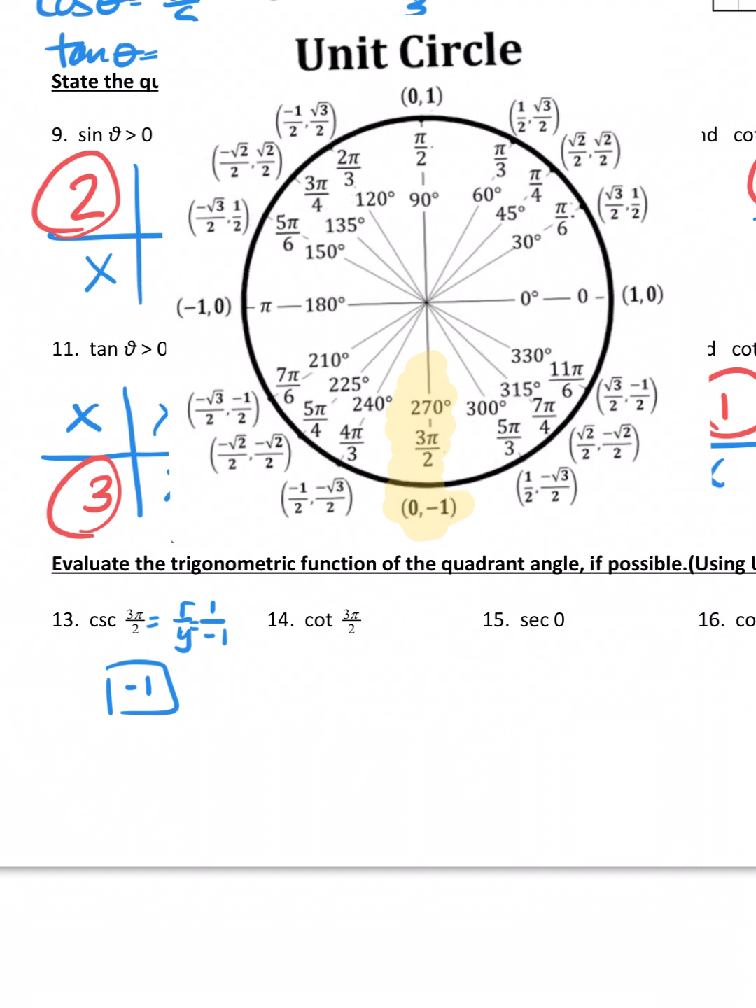Cotangent, number 14, is x over y. All right, so let's look at 3 pi over 2. Take the x coordinate over the y coordinate. What does that equal? That equals 0. If 0 is on top, it's equal to 0.